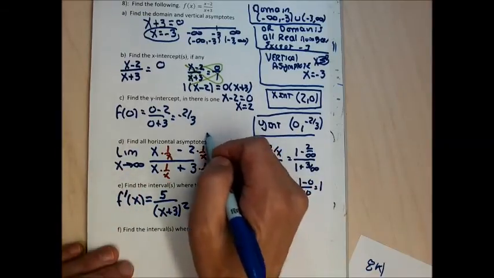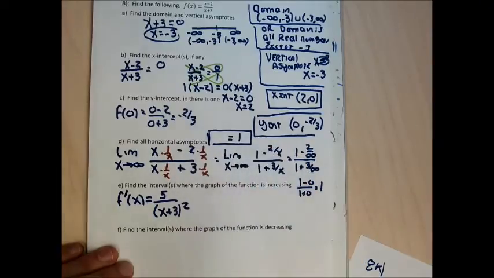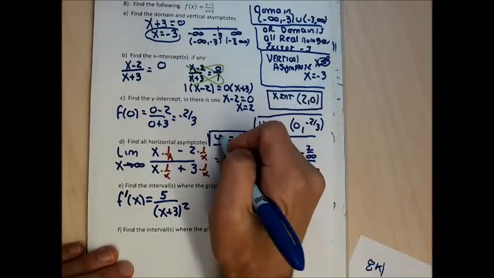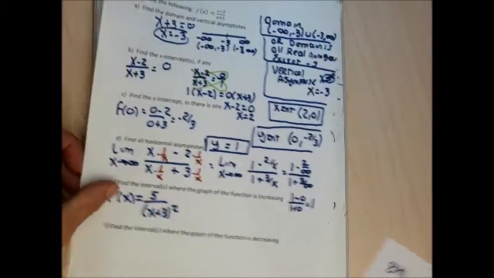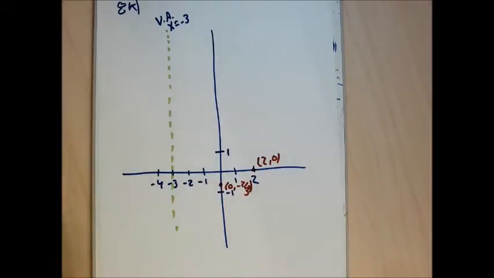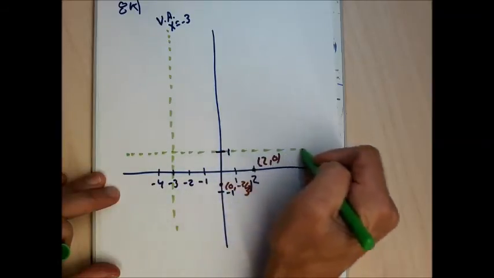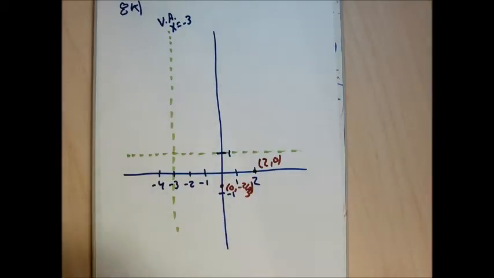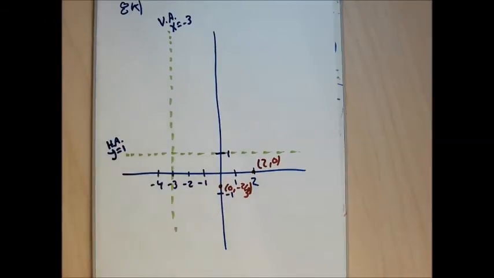My answer to part D for a horizontal asymptote, the number that it equals, is 1. Horizontal asymptotes, because they're horizontal lines, are y equals, whereas vertical asymptotes are x equals. So y equal to 1 is my horizontal asymptote. That's another feature I can show on this graph. So I'm going to pull out my graph. I'm going to put 1 on the y-axis. I'm going to draw my horizontal asymptote, a horizontal line that goes through 1 on the y-axis. I'm going to say I have a horizontal asymptote of y equal to 1.